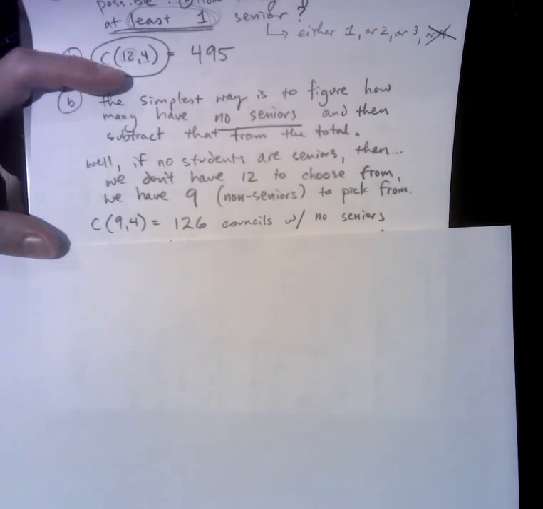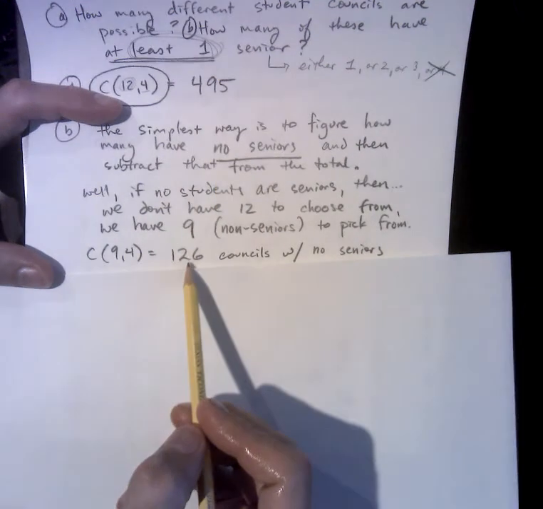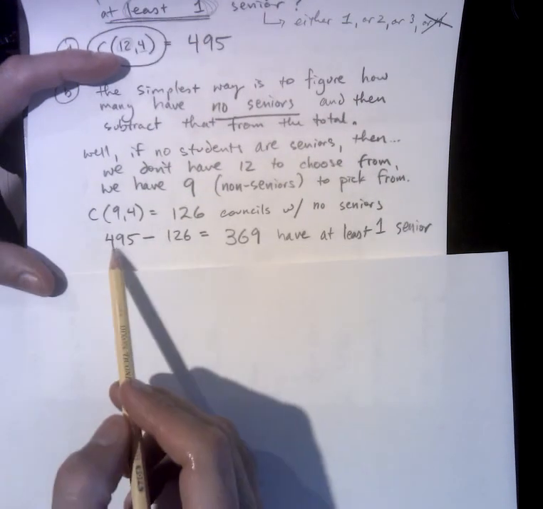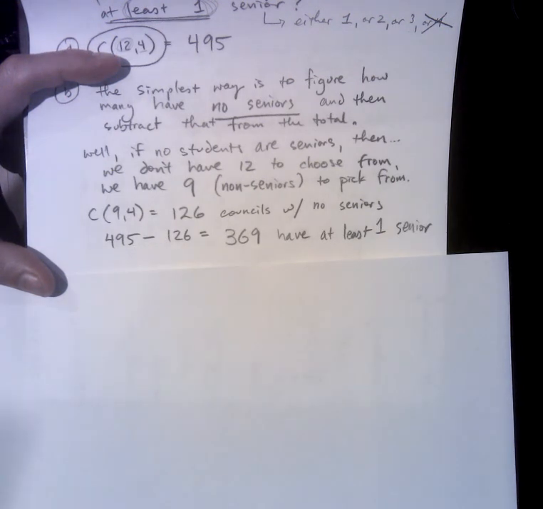If I know that there are 495 councils total, and 126 of those don't have any seniors, then that means the difference, 495 minus 126, is 369. The difference, that's the number of councils that have at least one senior on them.